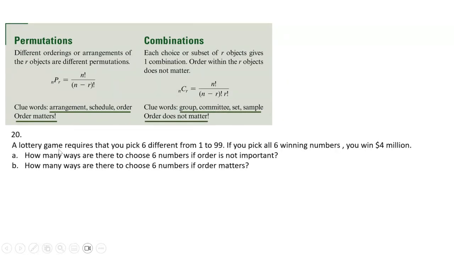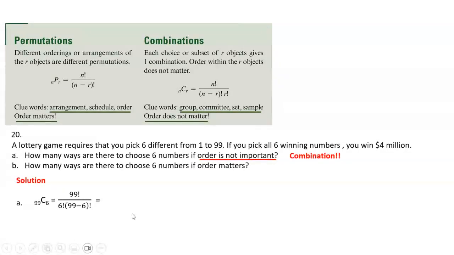So now, it says a lottery game requires that you pick 6 different numbers from 1 to 99. If you pick all winning numbers, you win $4 million. How many ways are there to choose 6 numbers if the order is not important? So if order is not important, it's going to be a combination. So it's going to be 99 combination 6.